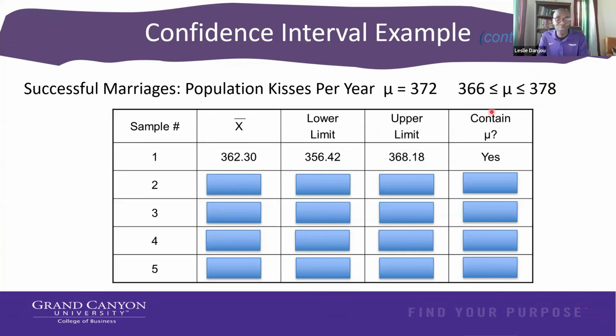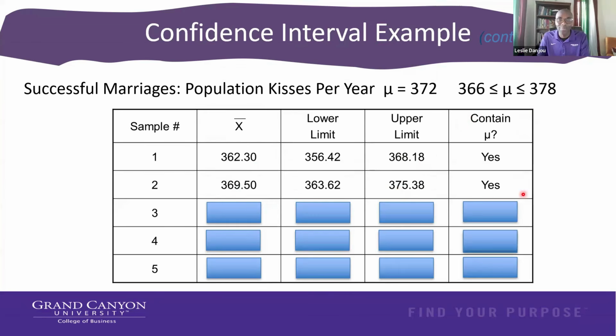So here's my second set of couples. I did the survey again. How often are you guys kissing per year? These guys are at 369, a little bit more than that, and 375. Within that. So you'll be like, yeah, y'all are doing a great job. Keep up the good work. Keep kissing.